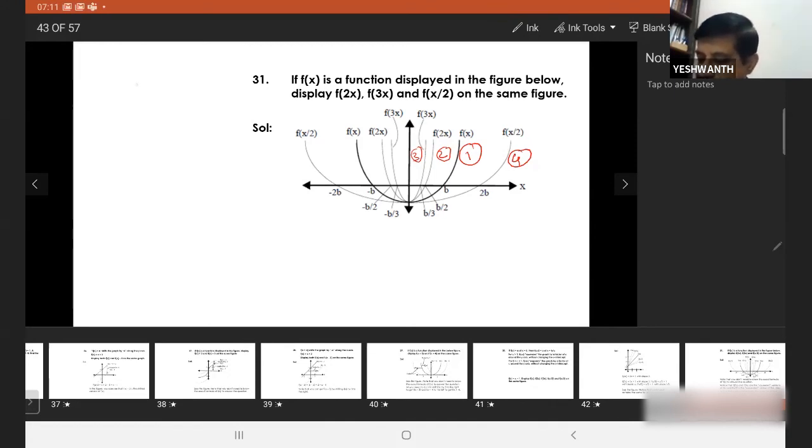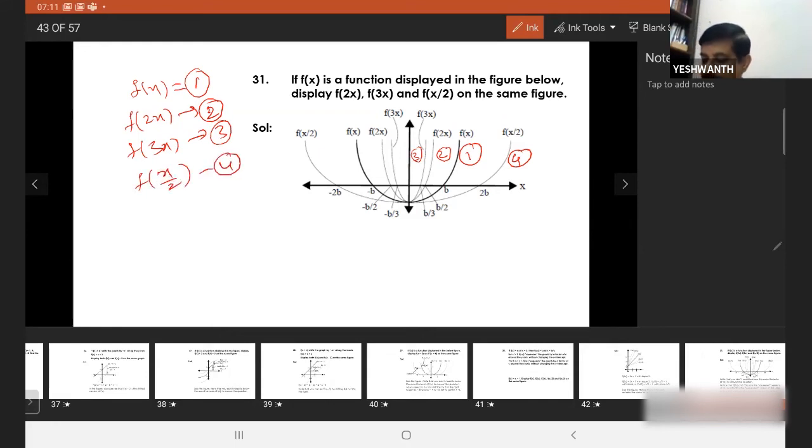See, f of x is this, is 1. F of 2x is 2. F of 3x is 3. F of x by 2 is 4. You see, when x is multiplied by a constant, the slope is increasing. It becomes higher, which means closer towards the y-axis. When x by 2, you have divided by 2, so that goes away from the y-axis, which means it broadens like this. That is what we have shown. So we have shown 4 different curves here. Please note it fast, quick.